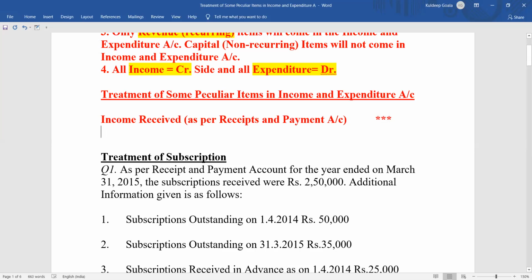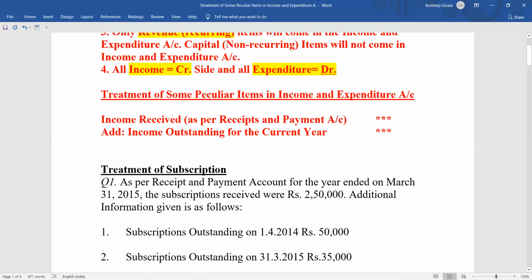In addition with that, we are going to add up. There's something to be added, something to be deducted. What are the things to be added? First of all, add income outstanding, whatever the income is there, income outstanding at the end, or you can say income outstanding for the current year. Whatever the income is outstanding for the current year.